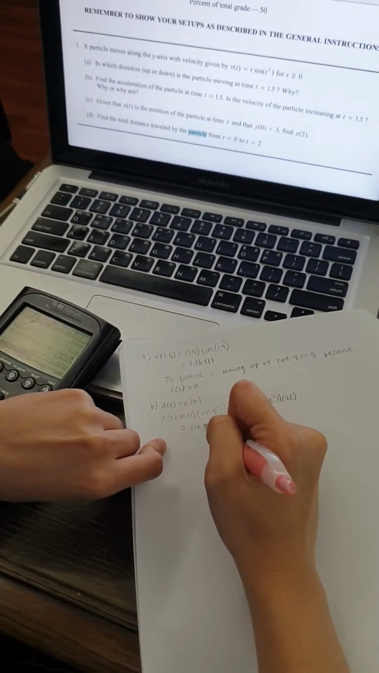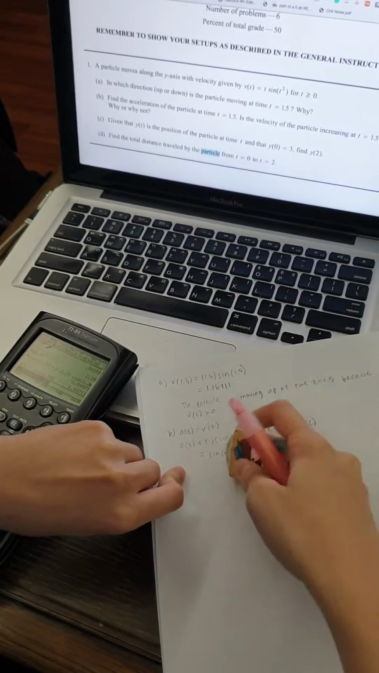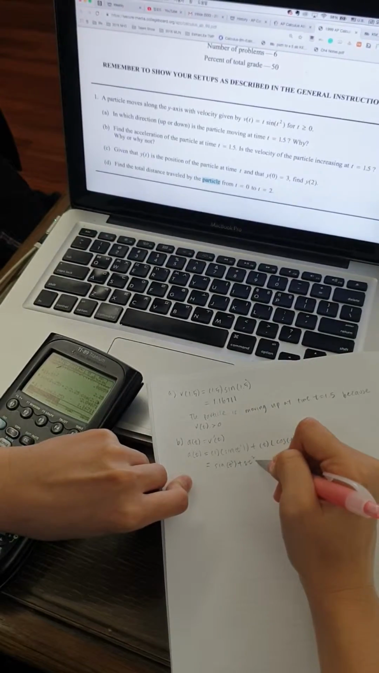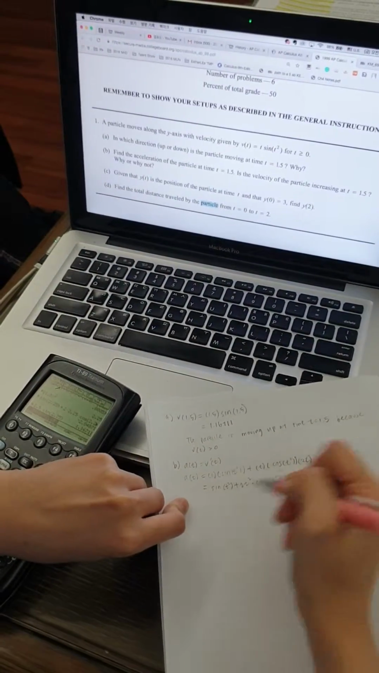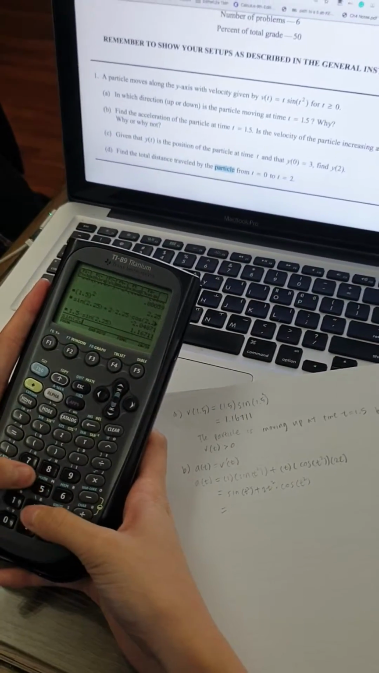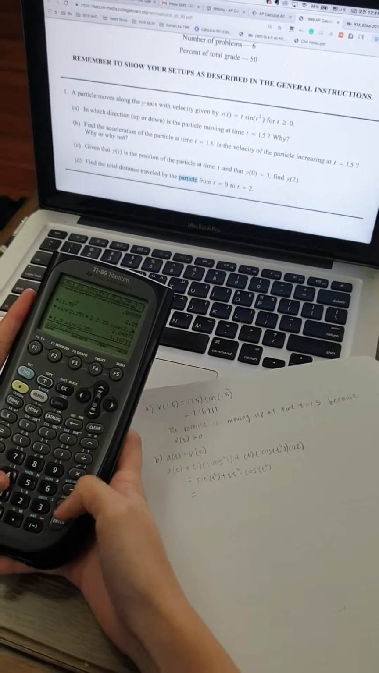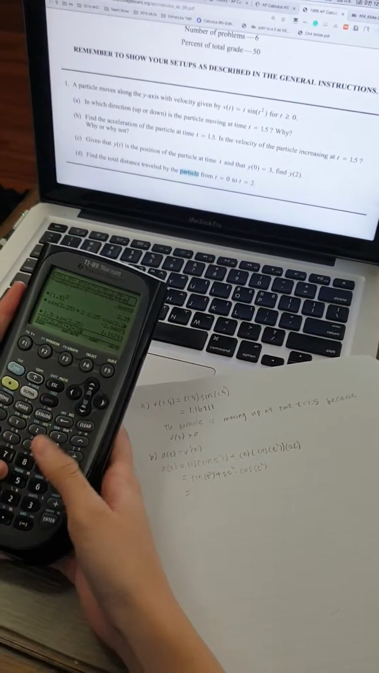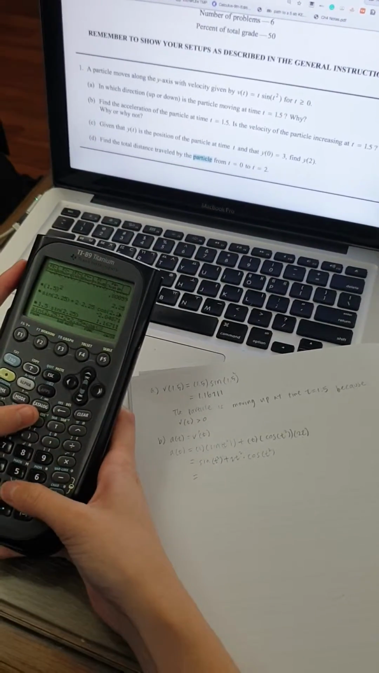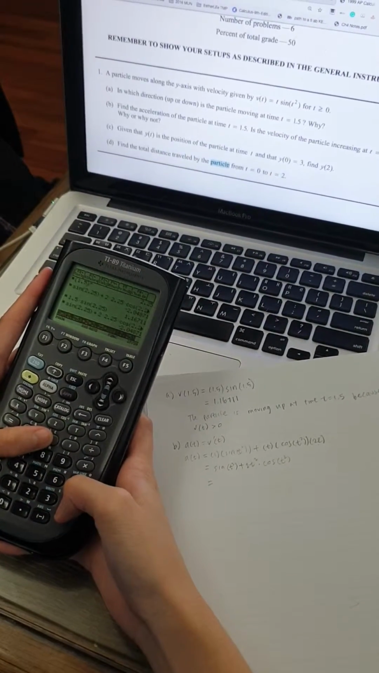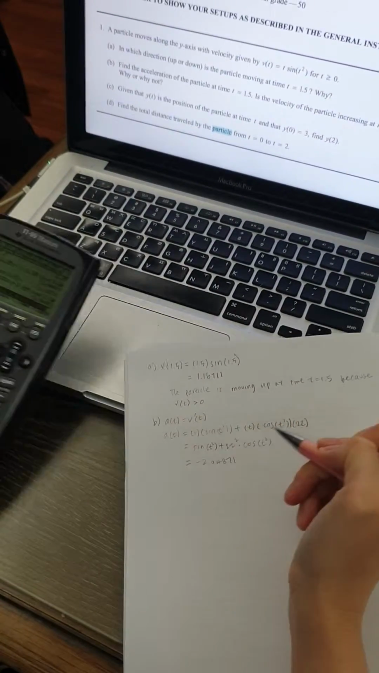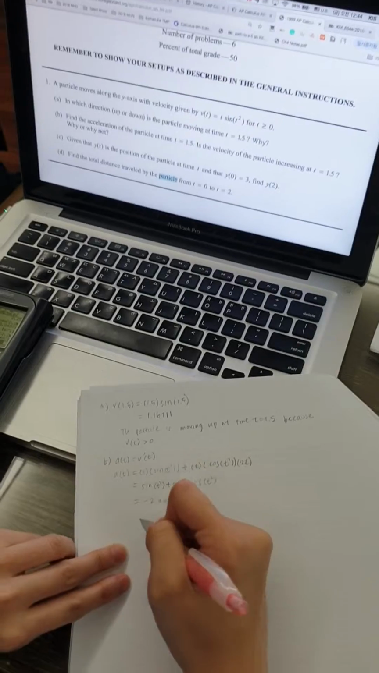Let's just simplify this so that we can avoid any calculation mistakes. So if you do so, sine t squared plus 2t squared times cosine t squared. So if you plug that into your calculator, sine 2.25 plus 2 times 2.25, and multiply that by cosine 2.25, you're going to get negative 2.04871.